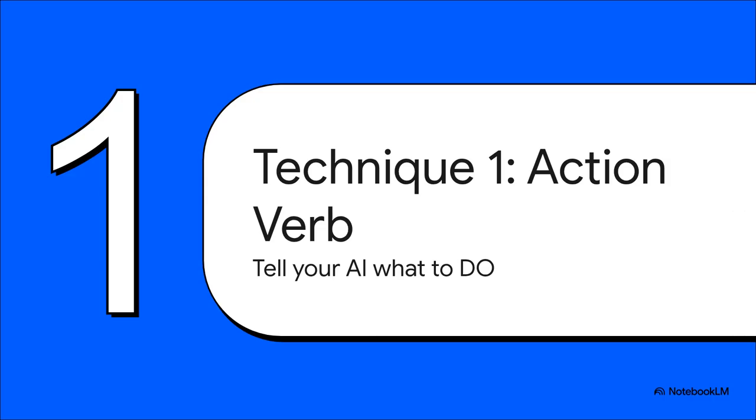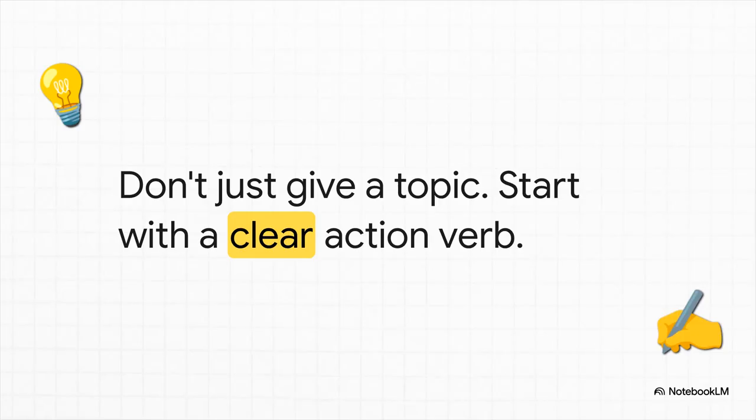Okay, let's jump right in. Technique number 1 is all about the action verb. The whole key here is to stop sort of asking and start telling your AI exactly what you want it to do. This is probably the single biggest mistake I see people make. They just toss a topic at their AI and hope for the best. Nope. You've got to command it.